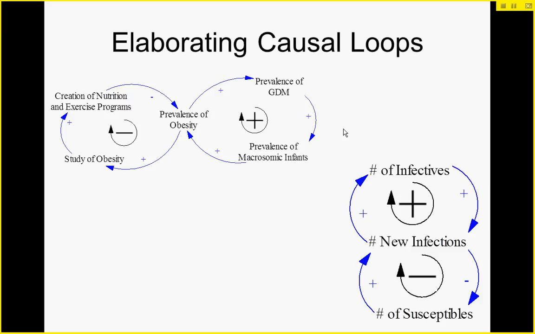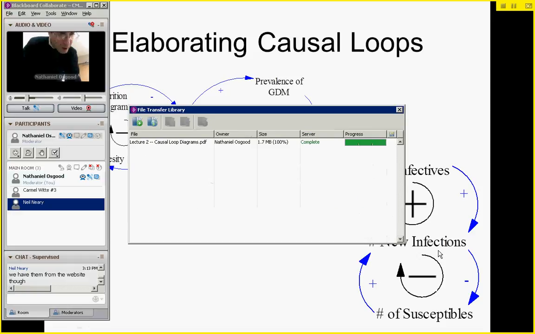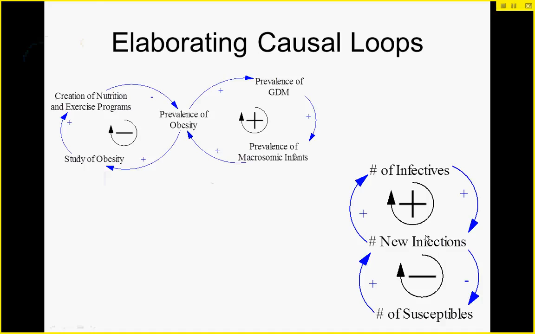We can have diagrams which are built up of interacting loops or interacting variables. So down here in the lower right is a diagram that unites the two that we saw in the two earlier slides, the plus and the minus. Right? Just check you on here. This plus and the minus here. So the number of infectives, new infections, and the number of susceptibles, okay? Here on the causal loop side, we've knitted together two sets of loops, where these loops have, on the one hand, a positive feedback, and on the other hand, a negative feedback, okay?